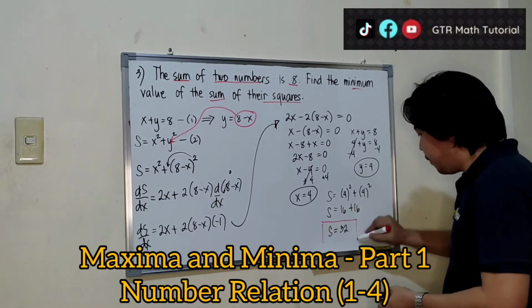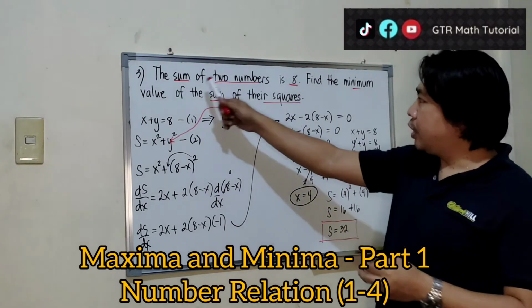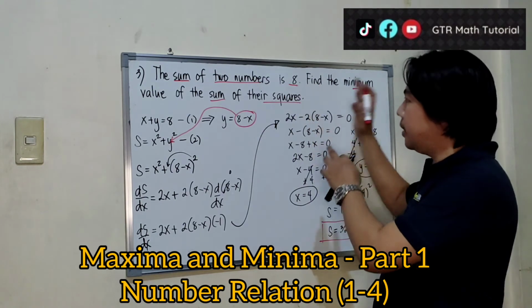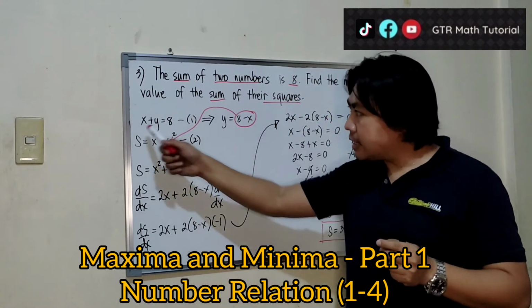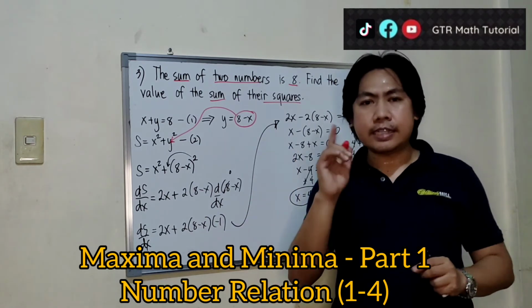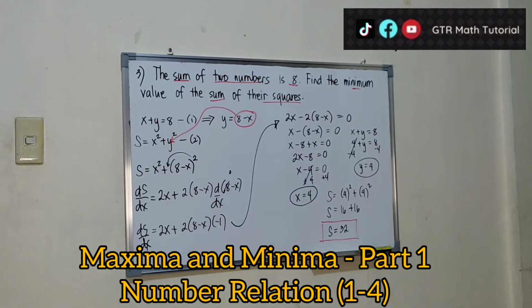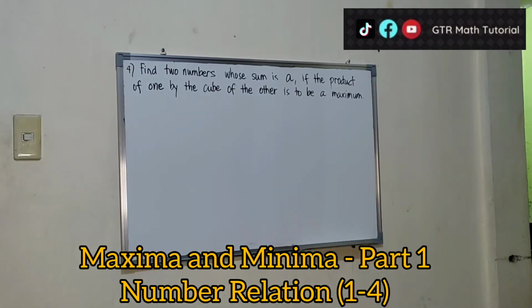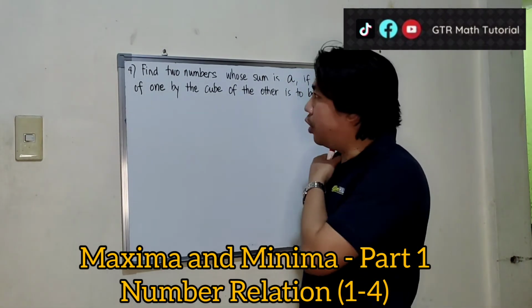Okay? So final answer: for two numbers whose sum is 8, the minimum sum of their squares is 32, when x and y are the same, both equal to 4. Okay? So another example, last example, number 4.